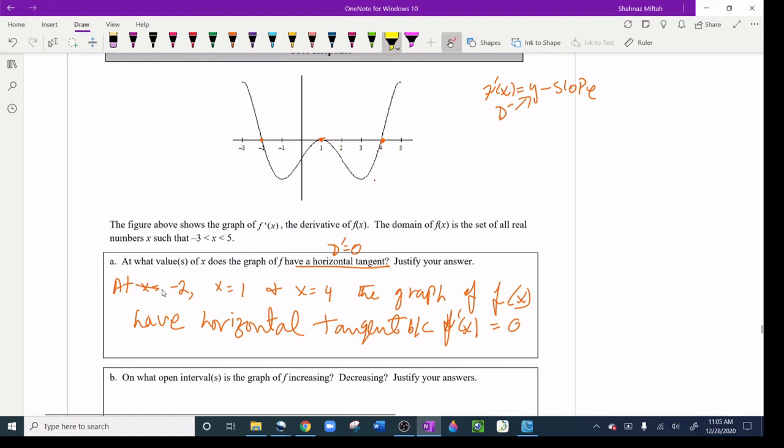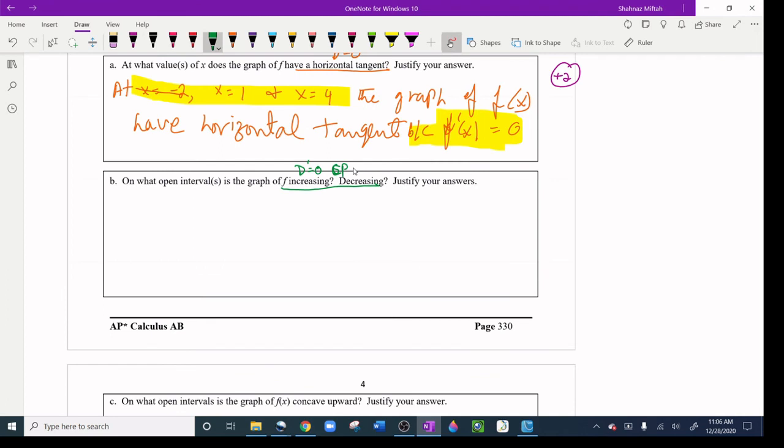Part B said, let's see. On what open interval is the graph of f increasing or decreasing? Increasing and decreasing means derivative, you're gonna make it equal 0, you're gonna get critical points, and you make a sign chart. Since the derivative graph is already given, we know every y value is a slope, so I'm looking for positive y values and I'm looking for negative y values. Simple as that, because increase and decrease deals with first derivative, and we make those sign charts and we say, okay, this is increasing and decreasing.